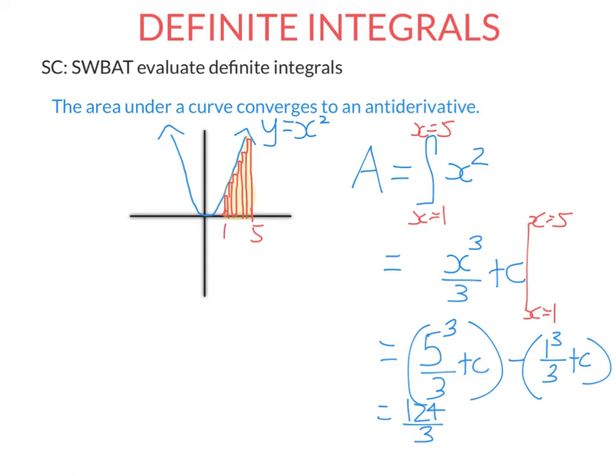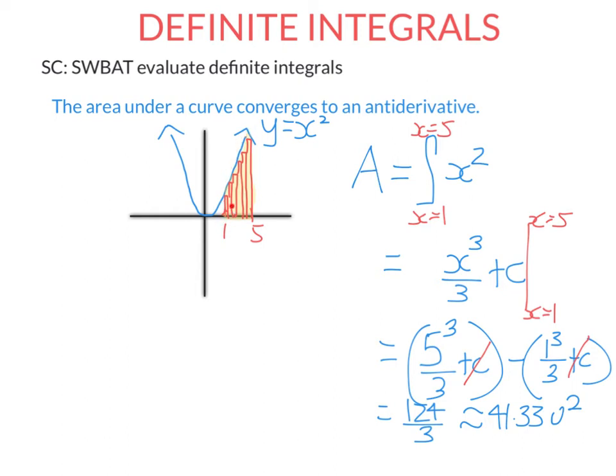But we have the c's here. c minus c is, of course, just 0. The 2 c's here cancel each other out. It is for that reason that when we do definite integrals, we don't need to worry about the constant of integration, because they always cancel out like that. So we're just left with 124 over 3, which is 41.33, the 3's go on forever, and it's units squared. That is the area under this curve between x equals 1 and x equals 5.